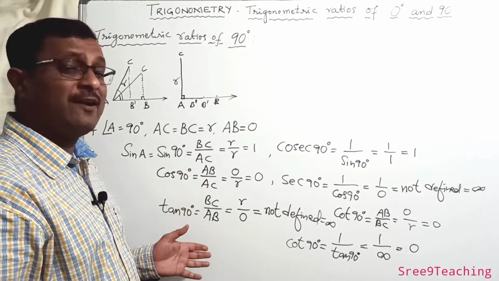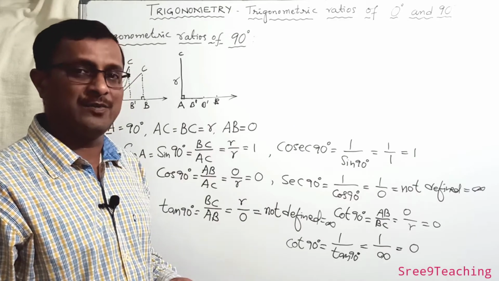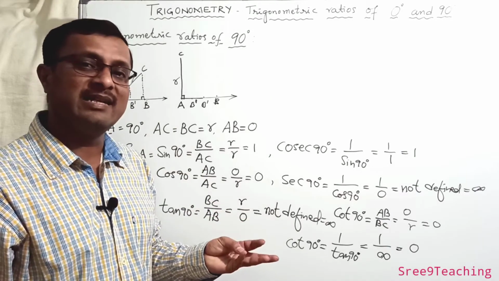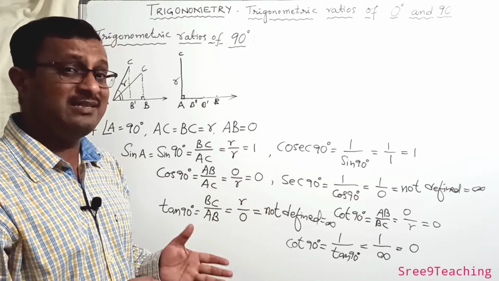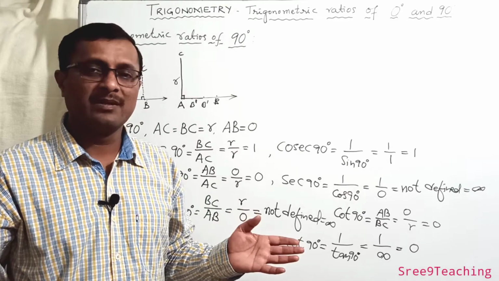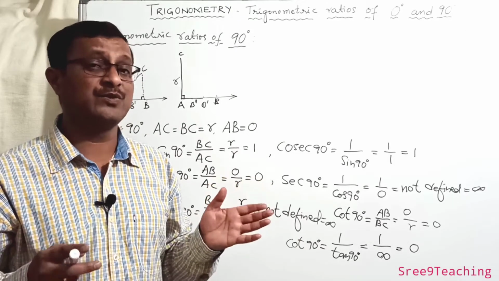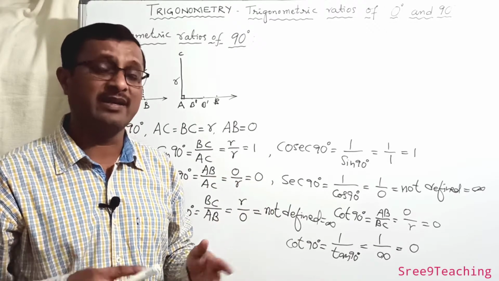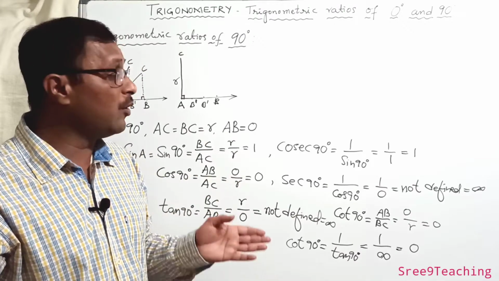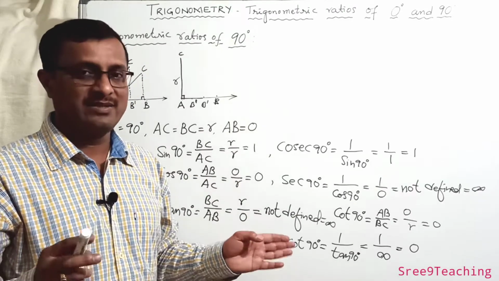Now till now we have found all the values, meaning 0 degrees, 30 degrees, 45 degrees, 60 degrees and 90 degrees. So with all these angles we can prepare a table, that is, trigonometric ratios of all angles from 0 to 90 degrees, isn't it? And you have to remember all the values in the form of a table.